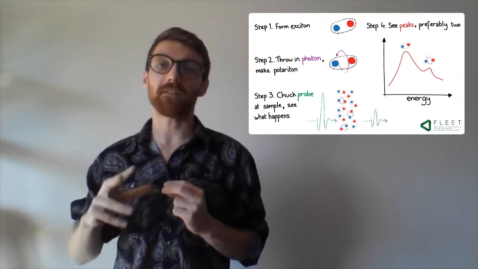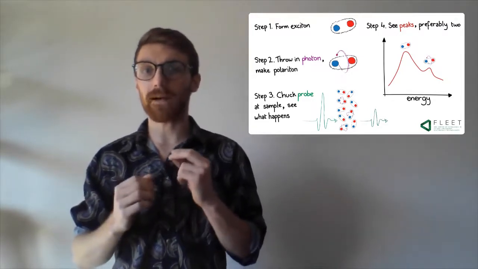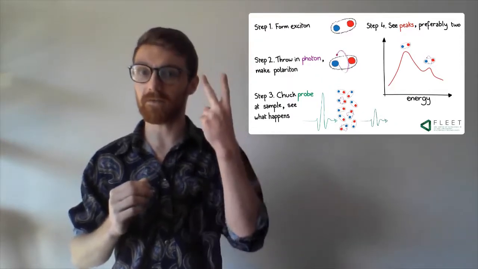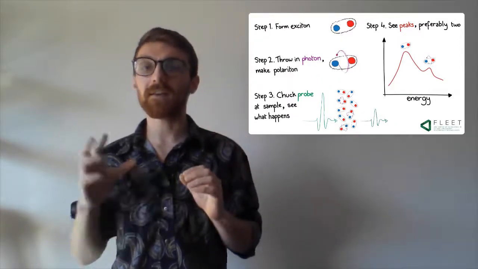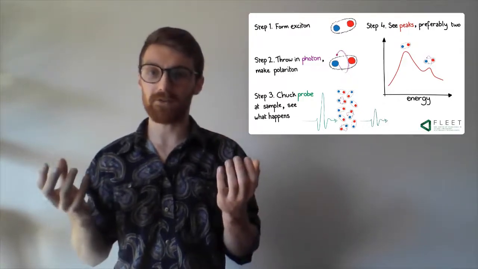I then inject light into the system to form polaritons. Because the energy required to excite polaritons is higher than the energy needed for excitons, we get a secondary peak. By taking these two peaks, I can determine both the exciton and polariton populations.